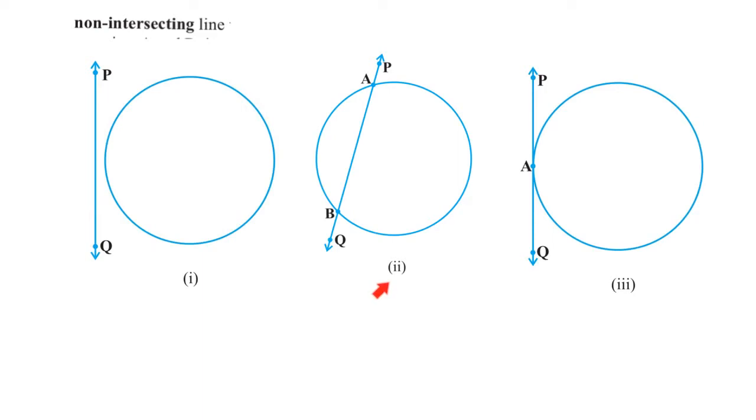Now let's come to figure 2. There are two common points A and B that the line PQ and the circle have. In this case, we call the line PQ the secant of the circle. Let's come to case 3. There is only one point A which is common to the line PQ and the circle. In this case, the line is called the tangent to the circle.